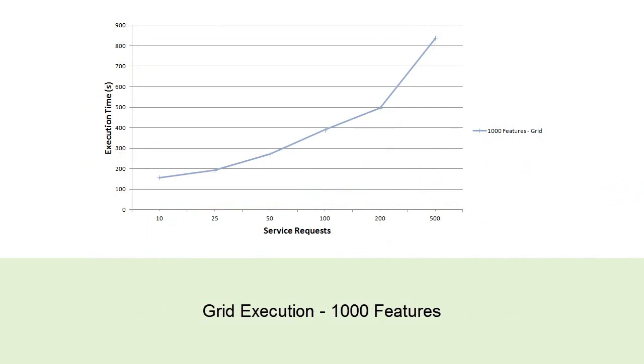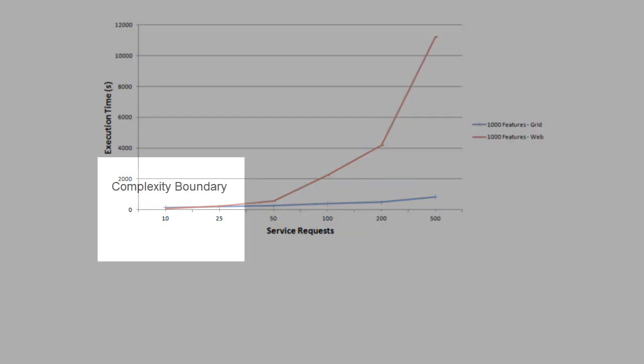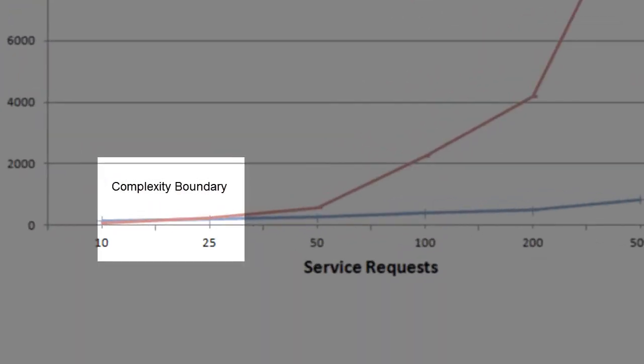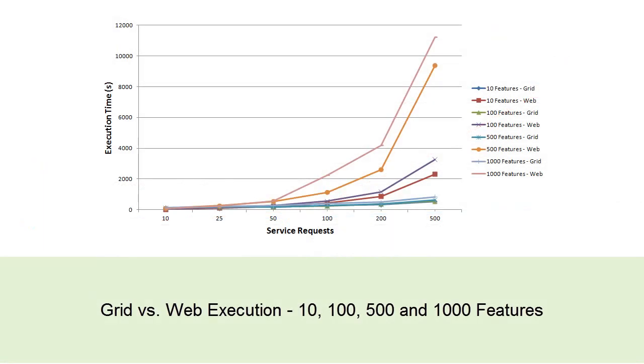As the number of features in the database increases, the complexity boundary is estimated at a lower number of service requests. The results show that the grid infrastructure is useful especially for large amounts of data and for a high number of service requests.